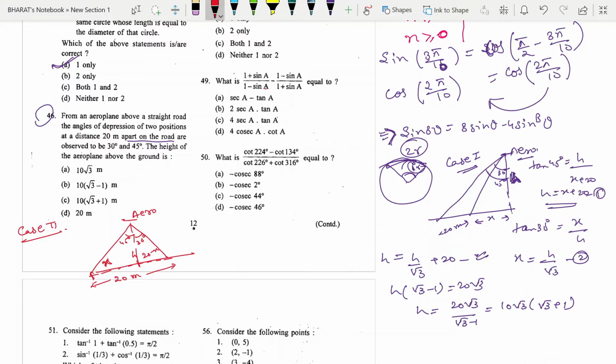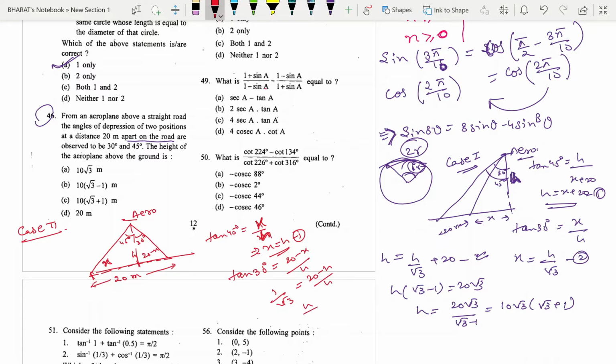Again solving the equations, tan of 45 degree will be equal to x upon h, so we are getting that x is equal to h, the first equation. Now coming to the other one, tan of 30 degree will be equal to 20 minus x upon h. Tan of 30 degree is 1 by root 3 and h is equal to x, so we replace with 20 minus h upon h.